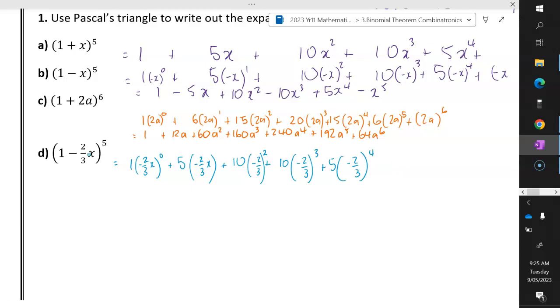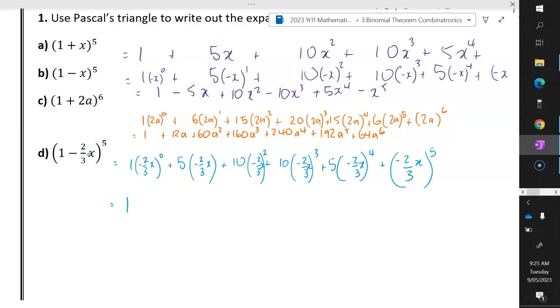And lucky last. Oops, and I'm forgetting my x's in there. Sorry guys. Let's pop those x's back in. See how easy it is to make a mistake. Minus 2/3 x to the 5. And now we need to neaten this up. Okay, so let's have a look.